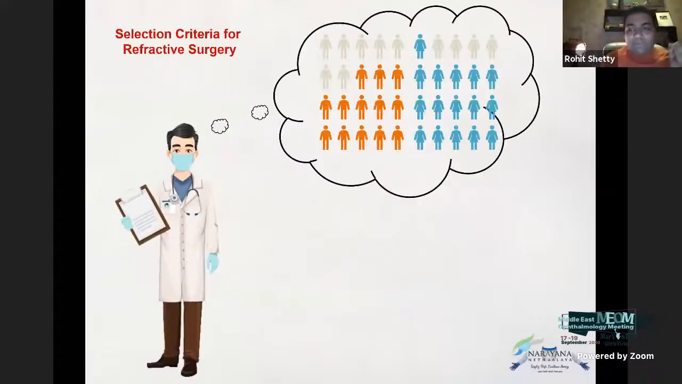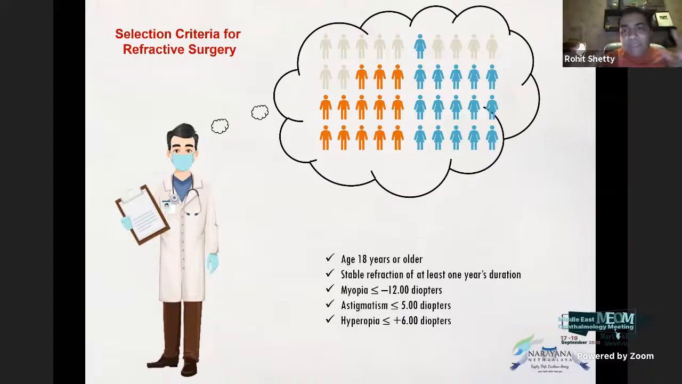So when you're looking at refractive surgery patients, these things have been discussed multiple times, so I'm not going to dwell too much on this. It's about your age, the stable refraction, myopias. There are a lot of debates on how much you can go to, but companies have really put in the criteria of around 12. People have done it in the past. Now, probably with the ICL, we will not do it.